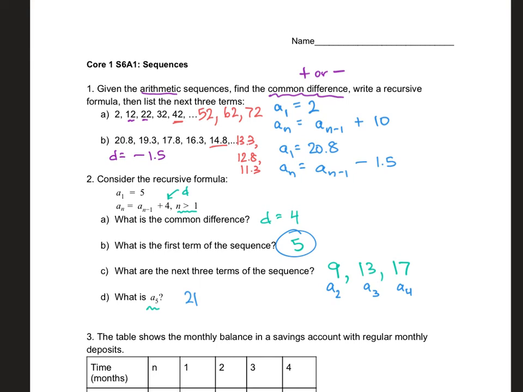Your homework is to work on and finish the remainder of this worksheet, both the front and the back side. We will go over these solutions tomorrow, but feel free to ask your teachers, the substitute teacher, and we'll go from there.